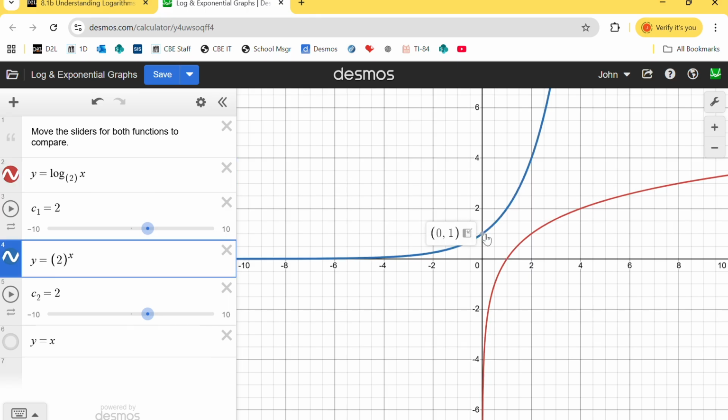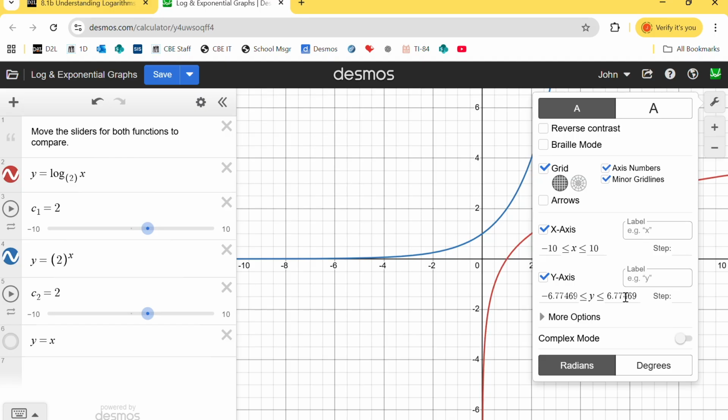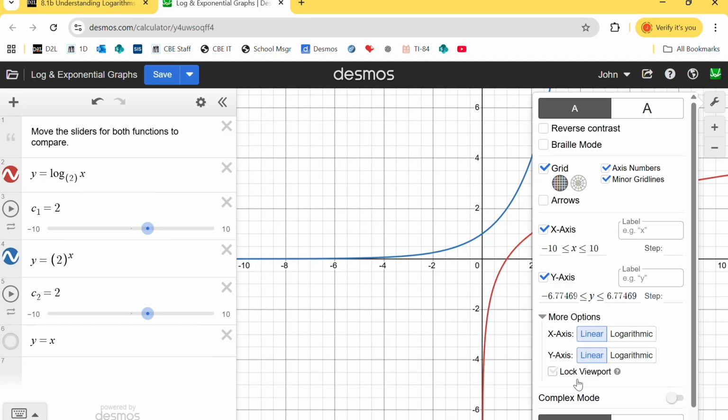We have that point right there, (0, 1). That's the y-intercept on the exponential function, so we should expect an x-intercept of (1, 0) on the logarithmic function. Okay, so we remember that.